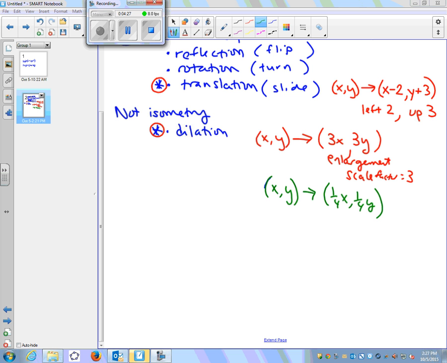Okay, (1/4 x, 1/4 y). What is this going to do? Yep. It's going to reduce the shape. It's going to be a reduction, and the scale factor will be 1/4. So whenever you see a dilation rule, you should recognize, oh, this is going to be an enlargement: 5x, 5y, 3x, 3y, 2x, 2y, whatever. And this is a reduction, some sort of a fraction.